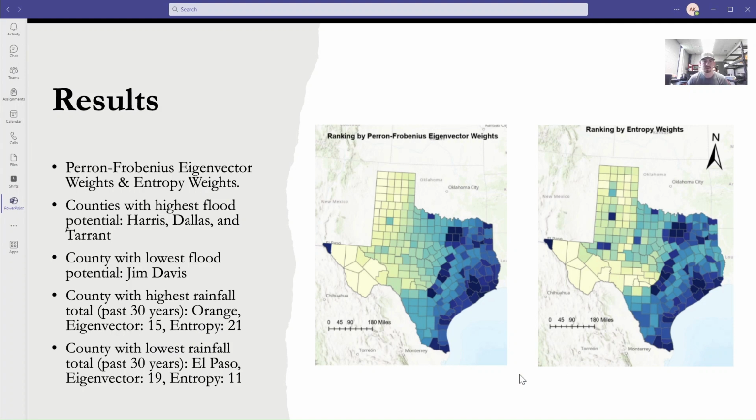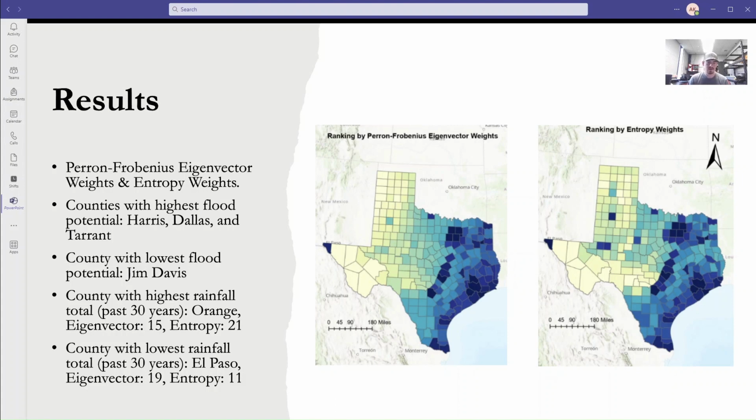So as for our results, the left shows the Perron-Frobenius eigenvector weights, and the right shows the entropy weights. Obviously, as our results show, we have Harris County as one of the highest flood potentials, along with Dallas and Tarrant, which are located in the DFW Metroplex, and Harris County is located in Houston. And our lowest flood potential, which is more surprising than our higher flood potentials, is this West Texas County.